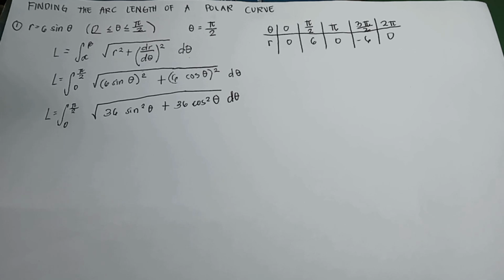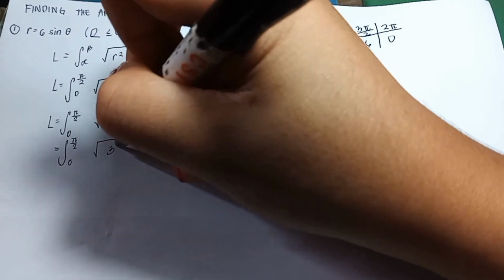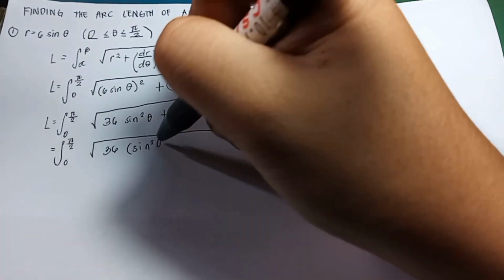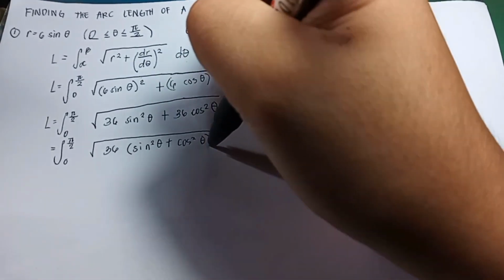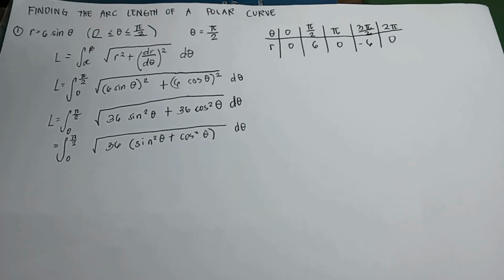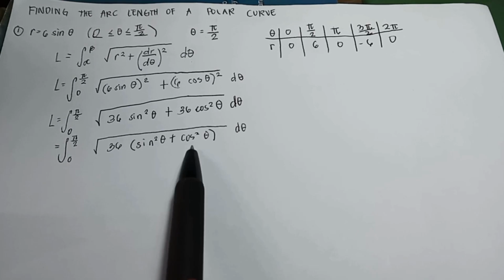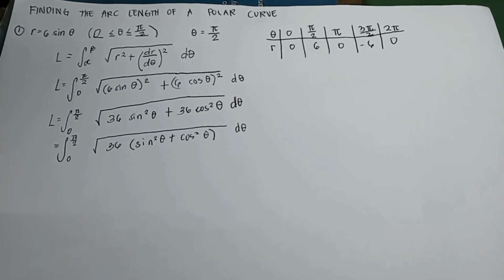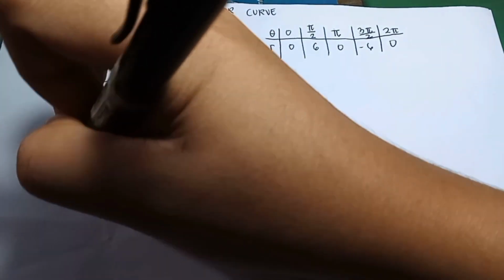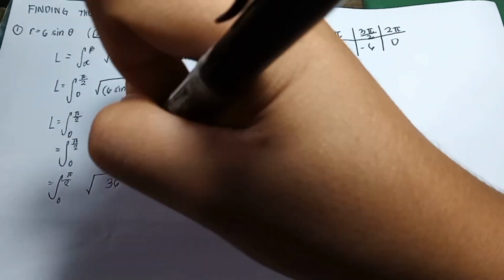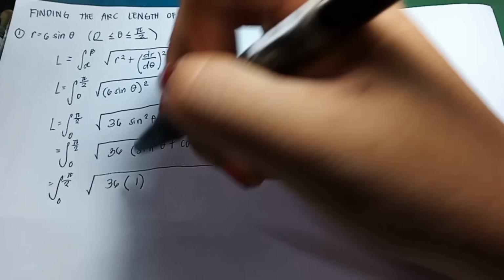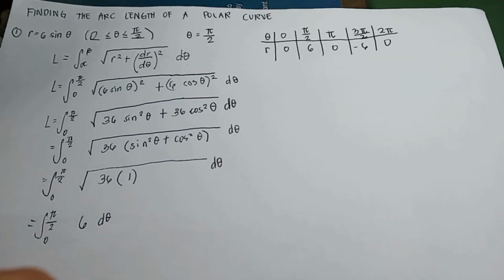What can you notice inside our square root? We can factor this out. So we have the integral from 0 to pi over 2 of the square root of 36 times sine squared theta plus cosine squared theta d theta. You can notice the Pythagorean identity inside our square root, and we can simplify that. So it's simply the integral from 0 to pi over 2 of the square root of 36 times the Pythagorean identity of these two, which is equal to 1, d theta. Then let's simplify the square root of 36, and we get 6 d theta.